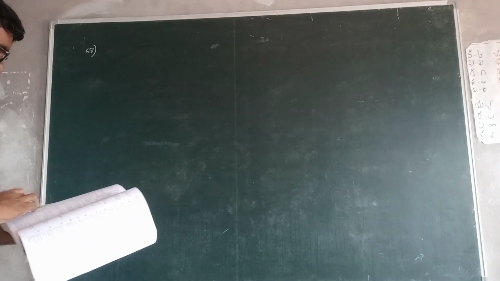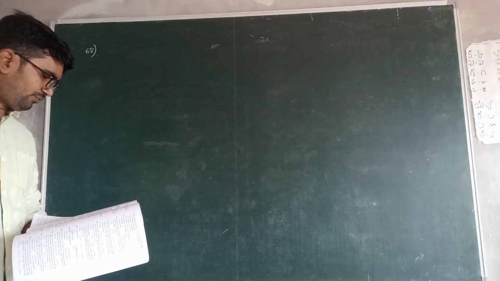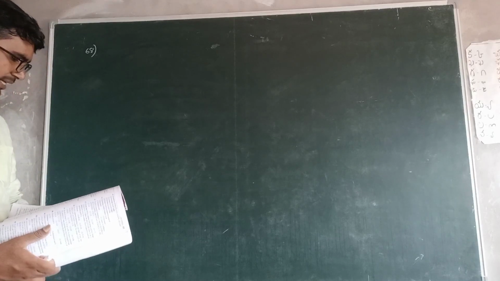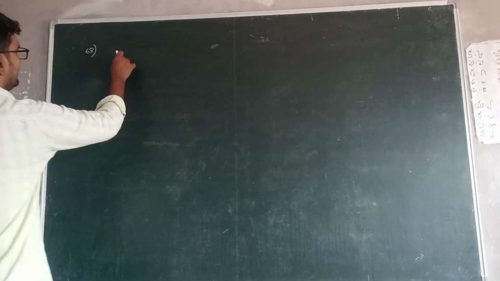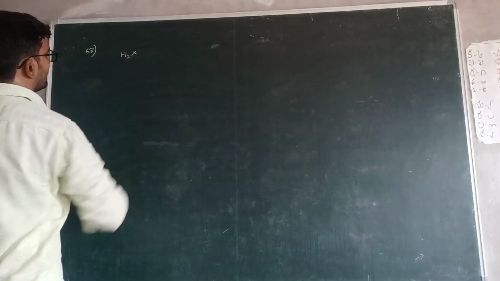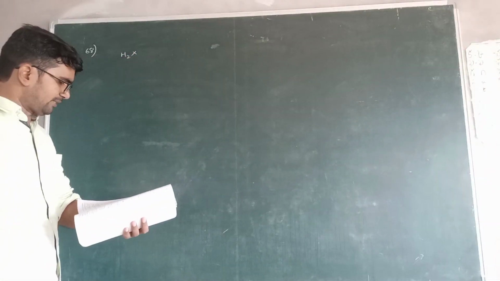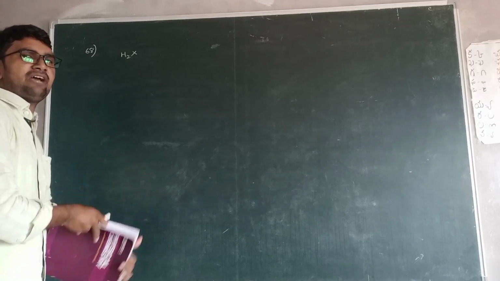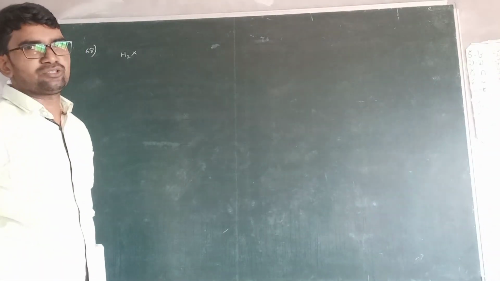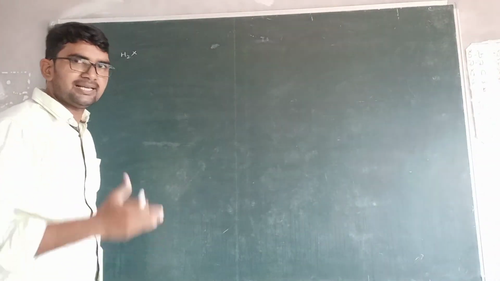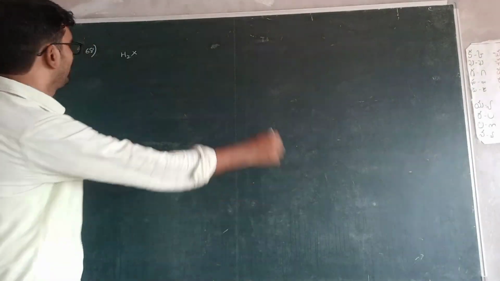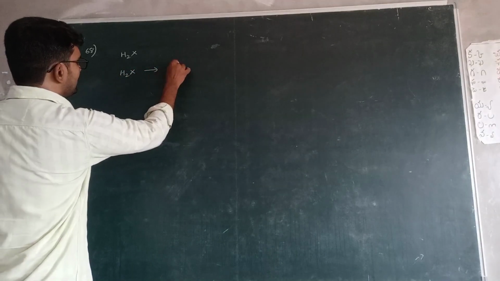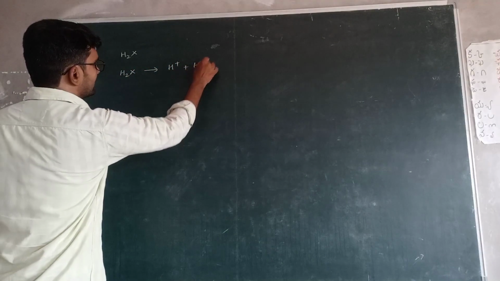Next one, 68. Which one of the following is true for any diprotic acid? Diprotic acid, H2X is given. What is the correct expression? The given expressions are Ka1 and Ka2 expressions. Ka1 means first acid dissociation constant. Ka2 means second dissociation constant. So H2X gives rise to H plus and HX minus.